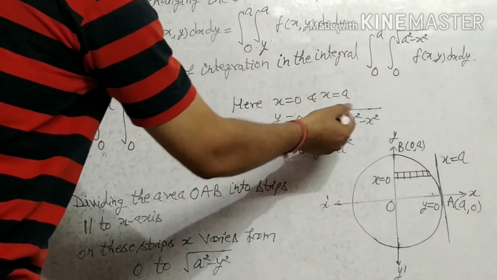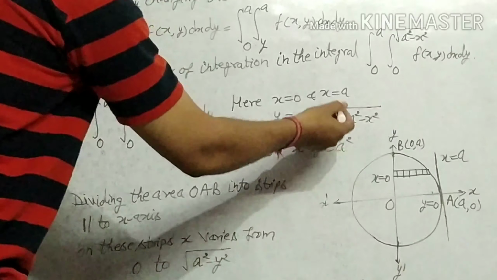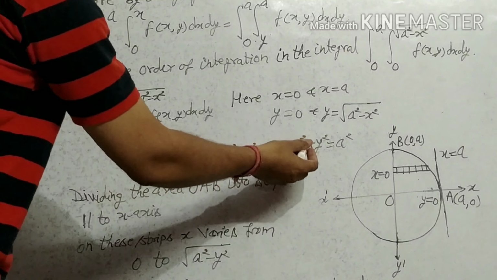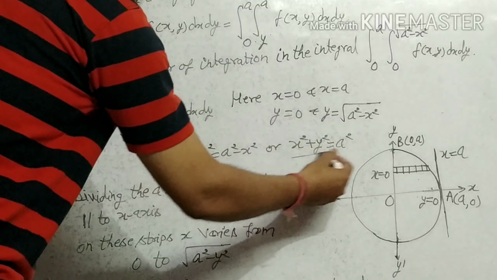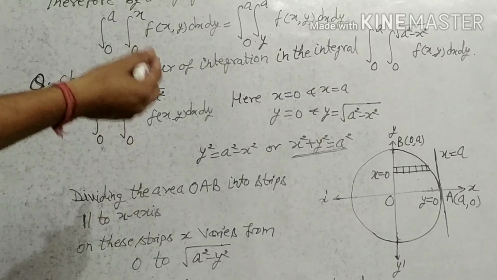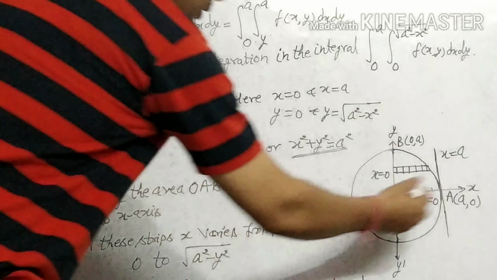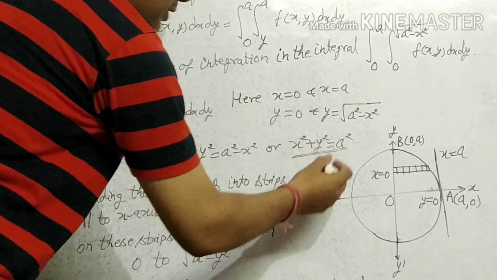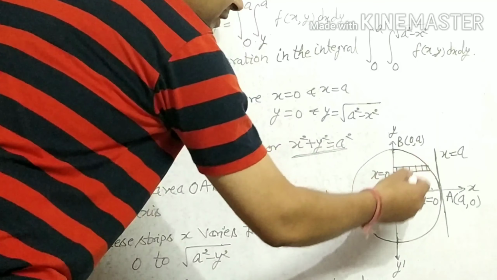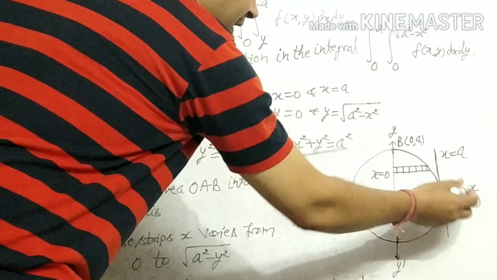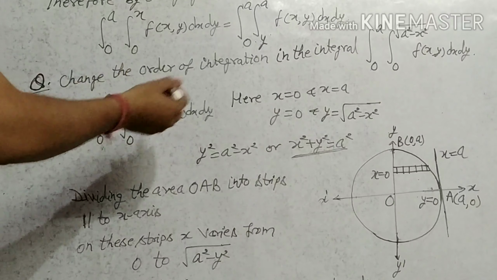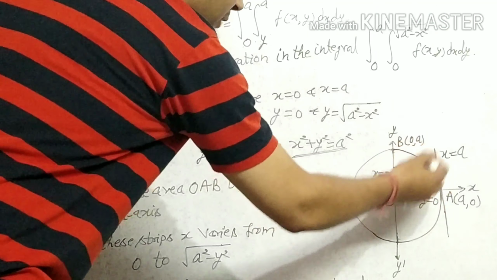So y equal to 0 and y equal to under root a square minus x square. On squaring both sides, y square equal to a square minus x square, or x square plus y square equal to a square. It is the equation of a circle with center at origin and radius a. So first we will draw the figure. It is X dash, Y dash, O is the center of the circle and a is the radius. The coordinate of A will be (a, 0) and of B will be (0, a). According to the question, you have to find the area OAB in the first quadrant.